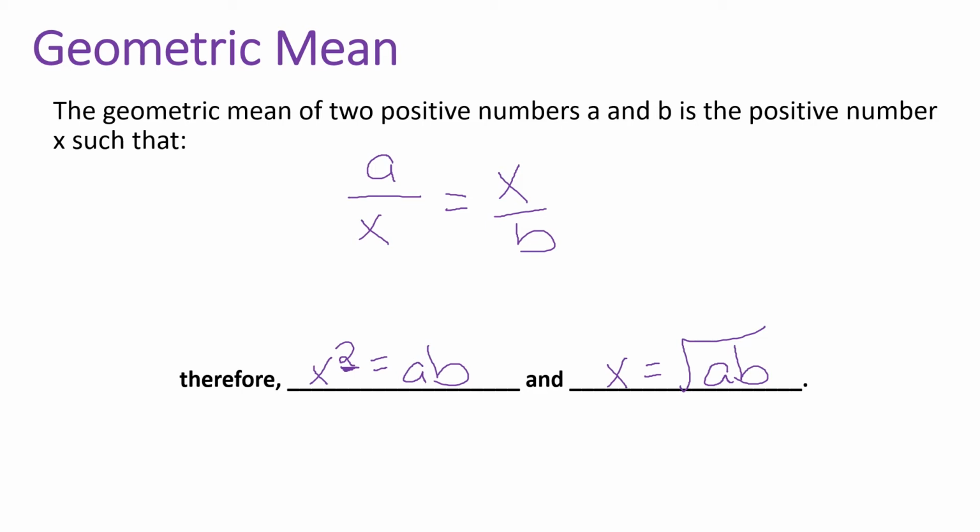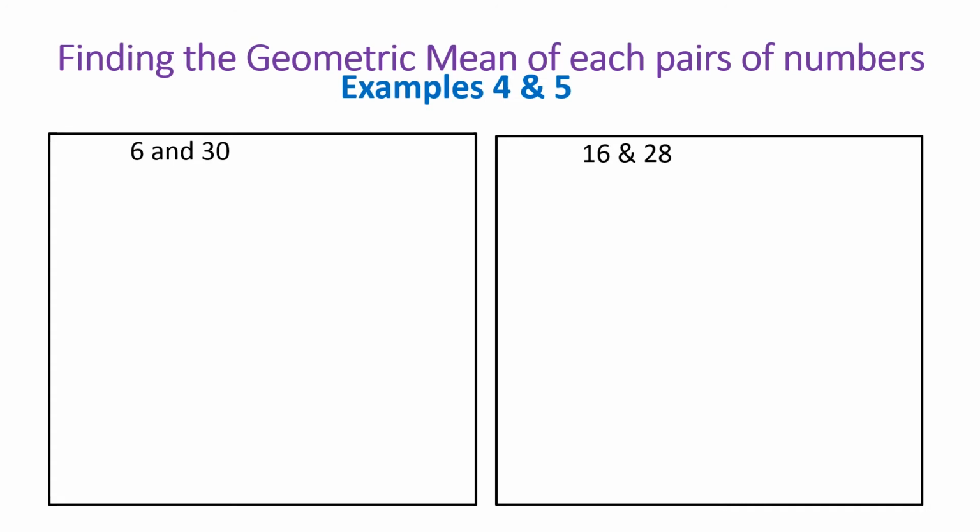So let's take a look at some problems involving finding the geometric mean. All right, so let's look at these two examples. We want to find the geometric mean between 6 and 30 and 16 and 28. So we can label 6 and 30 as A and B, or vice versa, it does not matter. So I can set up my proportion as 6 over x is equal to x over 30, as long as your x's are opposite each other. So when you cross multiply, you get x squared. Simplifying this, x times x is of course x squared. 6 times 30 is 180.